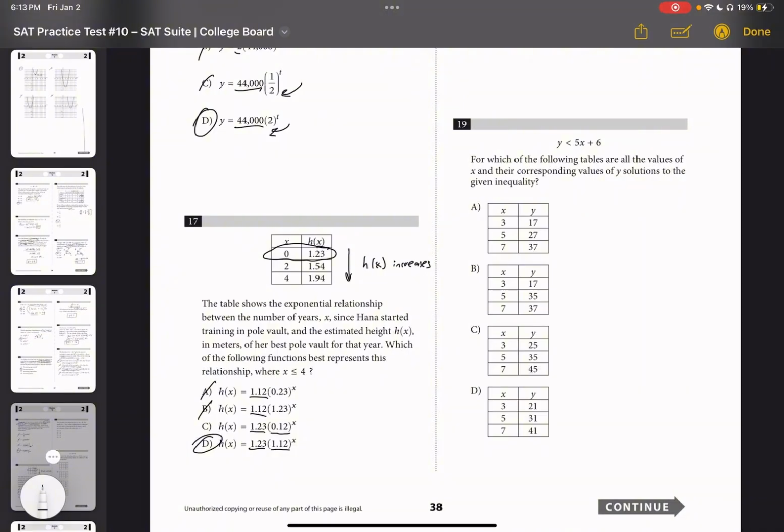For this question, you can also feel free to plug and chug the values in and see if you're getting the correct outputs for h of x, but this is just a faster method, a process of elimination that I find easiest, and hopefully it saves you time also on your next SAT test.